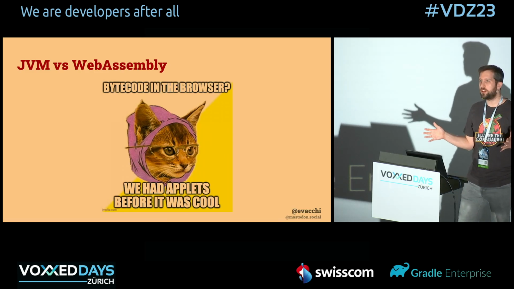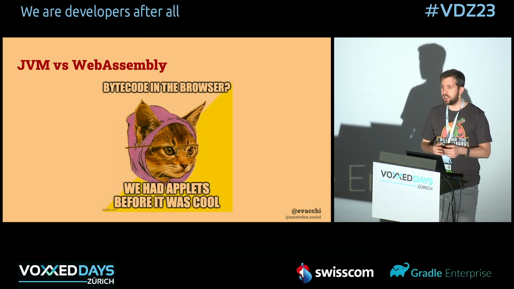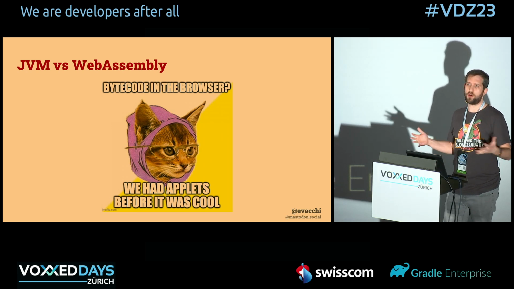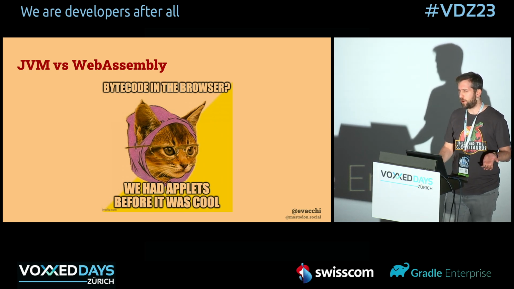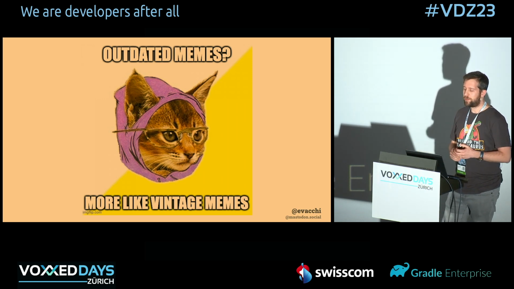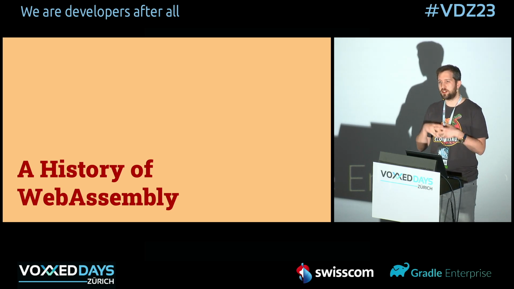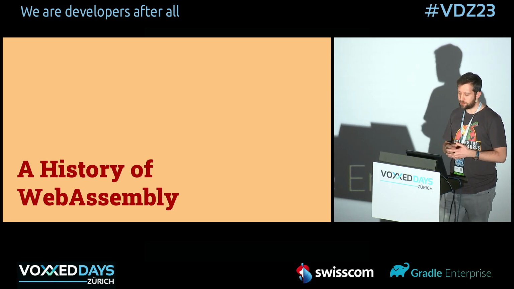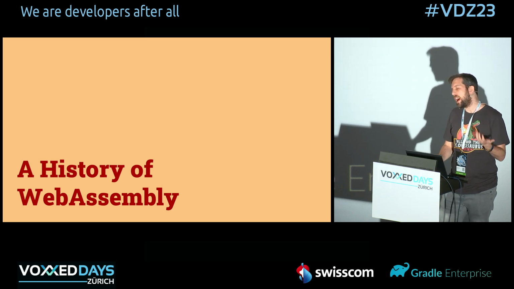So a lot of people here are probably backend developers, maybe Java developers, and they would be familiar with Java applets, and they would go like, bytecode in a browser? We had applets, we know what that is. Why do we need to talk about another bytecode format for the web? So hopefully I will be able to convince you that WebAssembly is not just reinventing the wheel another time.